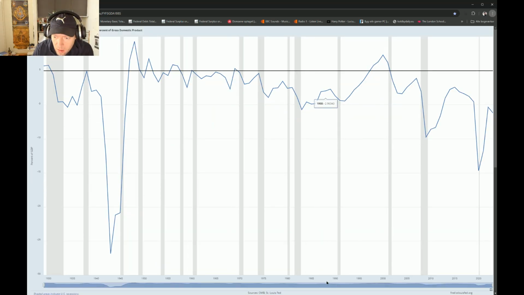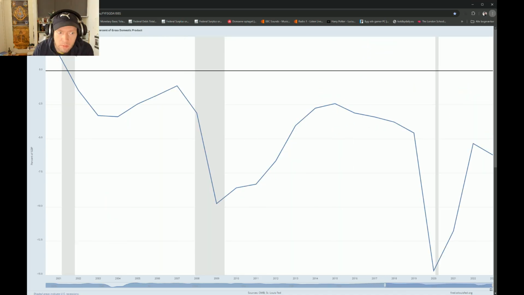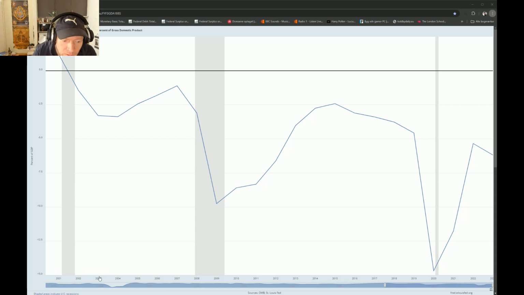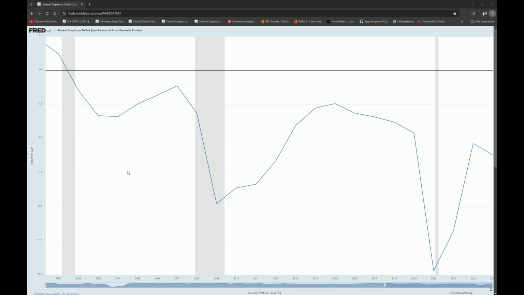I'm just changing the charts. So this one shows the federal surplus or deficit as a percent of gross domestic product. See, there was a surplus as a percent of gross domestic product, a surplus here in 2001.